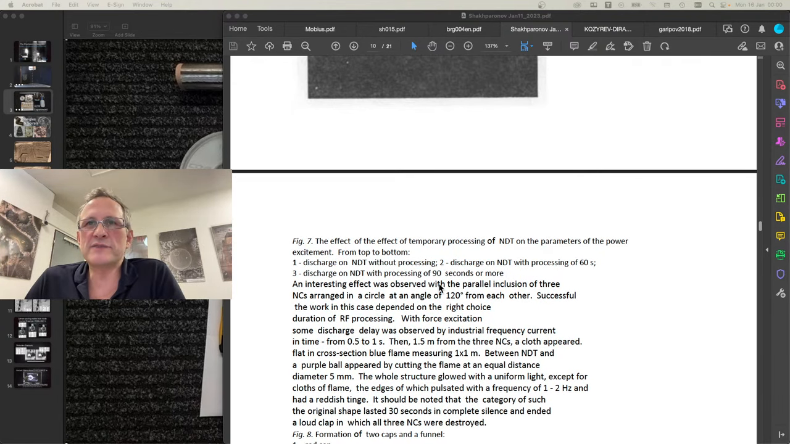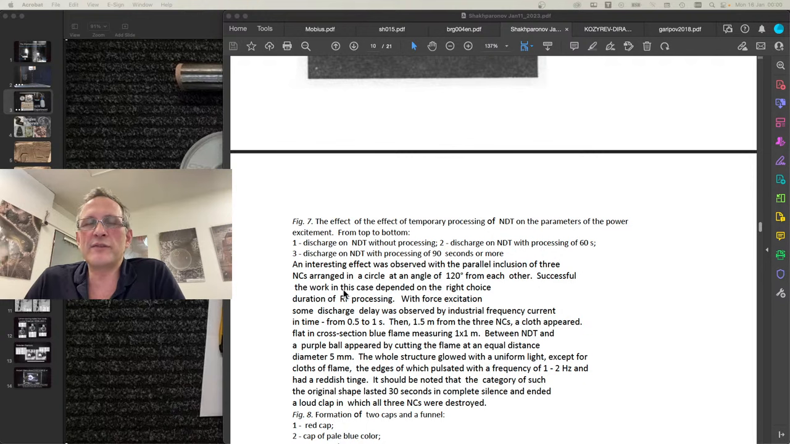An interesting effect was observed with the parallel inclusion of three Mobius strips arranged in a circle at an angle of 120 degrees from each other.